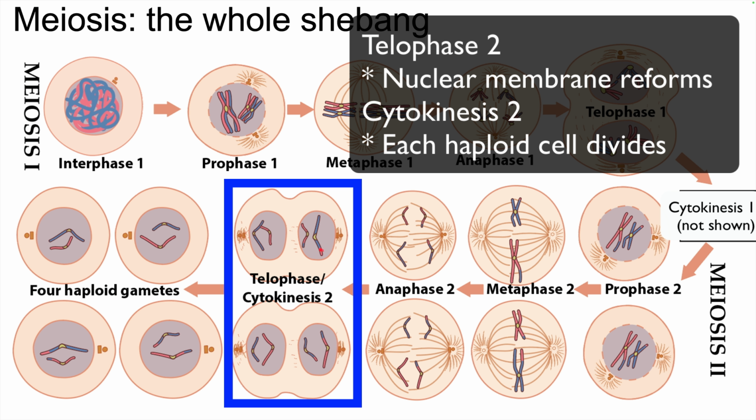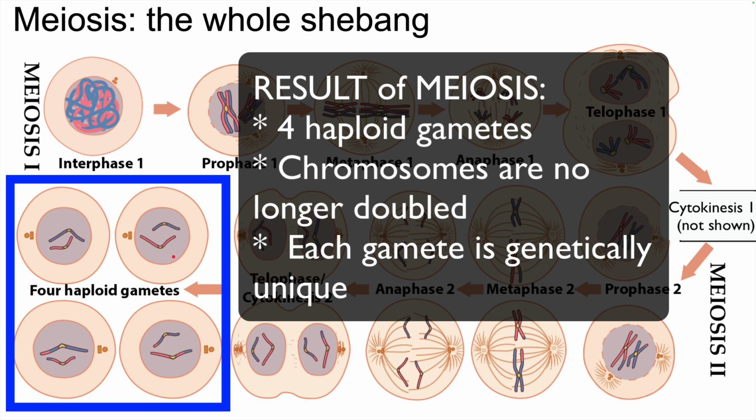Then there's a telophase where a new nuclear membrane forms, and then there's another cytokinesis. The result: 4 haploid gametes, each consisting of single chromosomes. We've gone from diploid to haploid, from doubled chromosomes to single chromosomes, and each of these haploid gametes is unique. It's genetically unique, and that's what happens during meiosis.